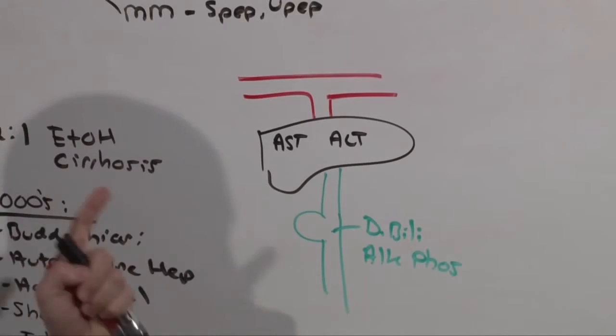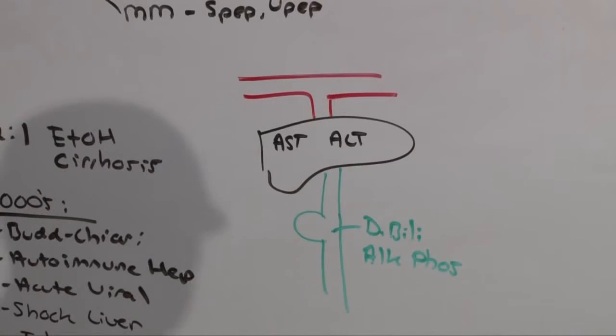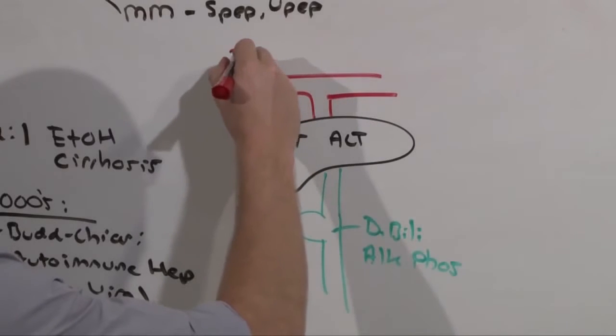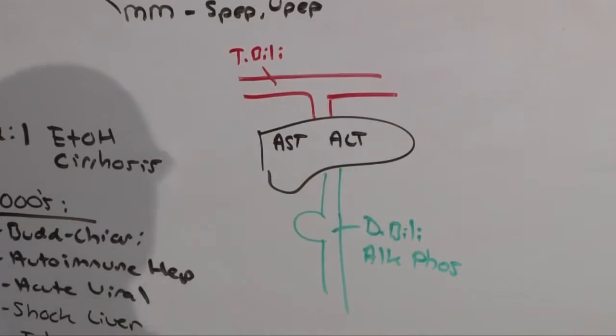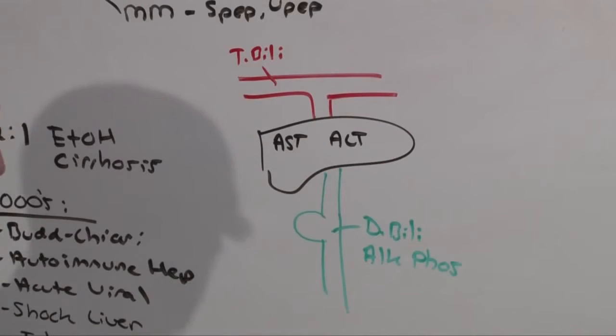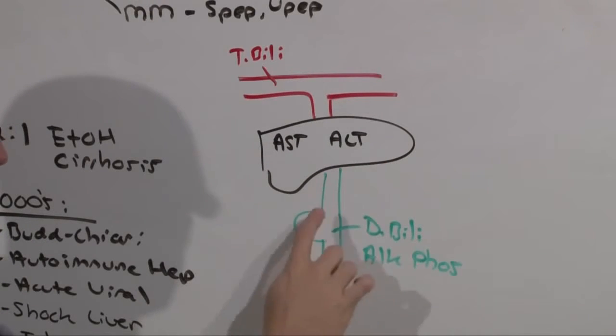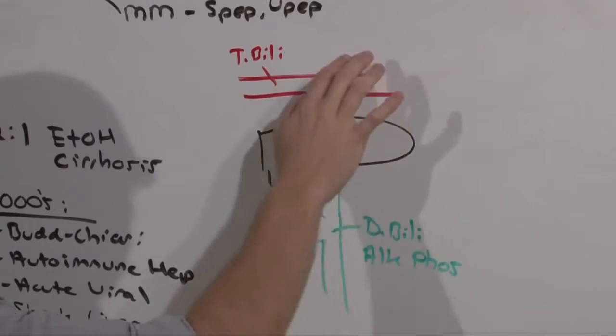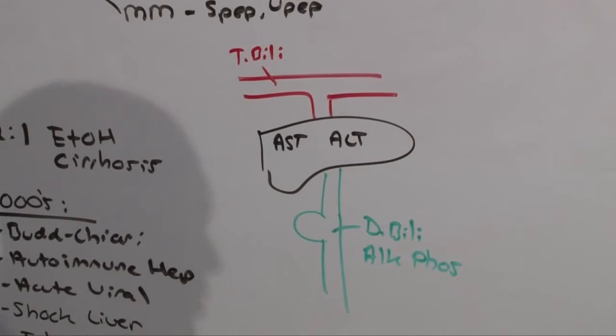And notice that the only one in red is the T-bili, because there are other conditions that can cause elevations in the bilirubin. That's jaundice. So I want you to see that hepatocellular injury is primarily AST-ALT. Biliary injury is primarily D-bili and alk phos. And don't forget about other causes of jaundice.